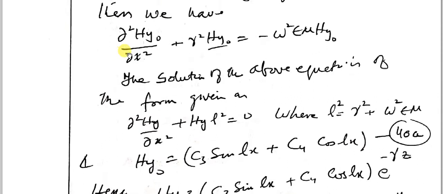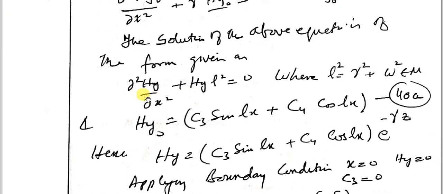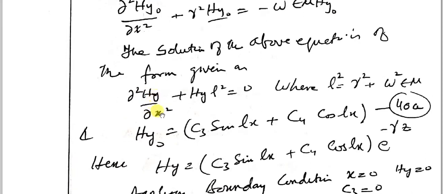It's again the same second order differential equation. Rearranging, we get delta 2 Hy naught by delta x square plus Hy naught L square is equal to 0, where L square is gamma square plus omega square epsilon mu.